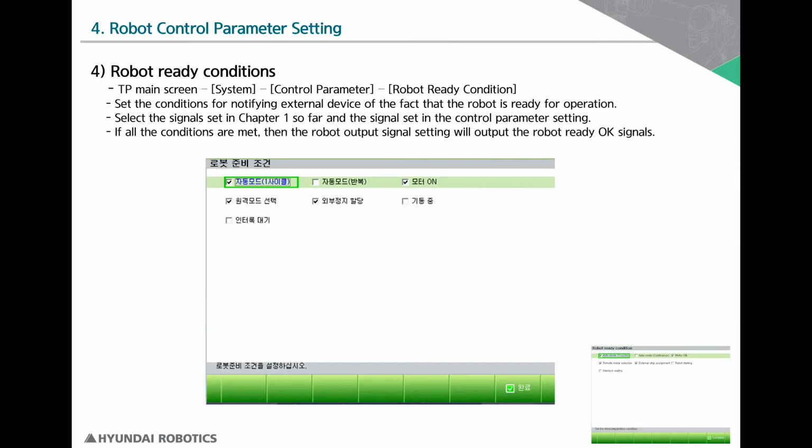Finally, let's learn how to set the robot ready condition. The robot ready condition indicates that the robot is ready for operation with remote signals, not by hands of a human. The robot ready condition can be changed, and if all the conditions are met, then the robot ready OK signal set in the output signal setting will be outputted.